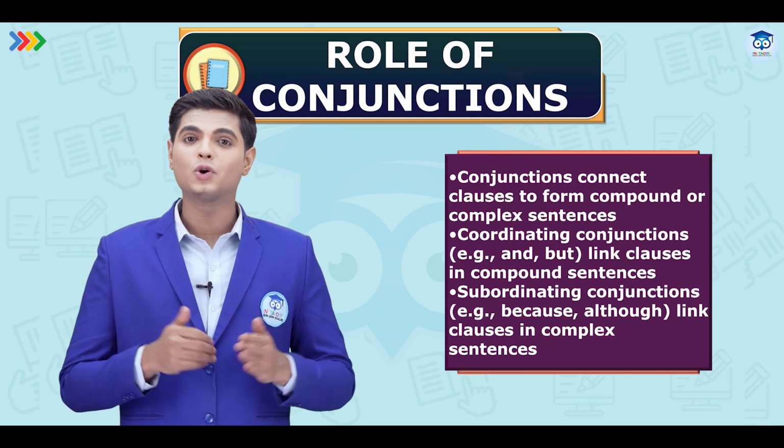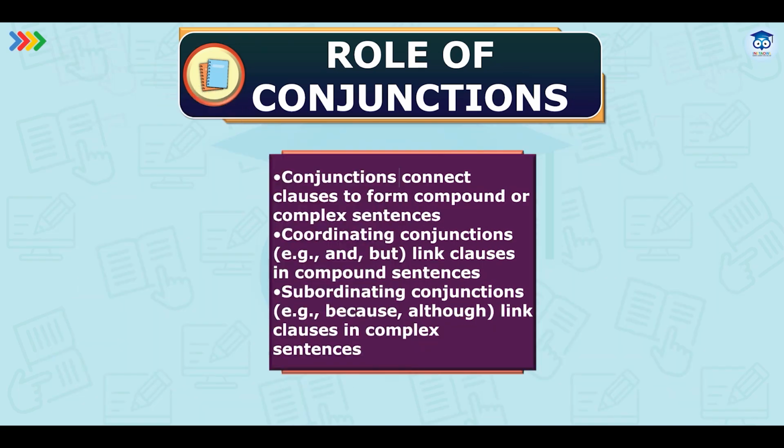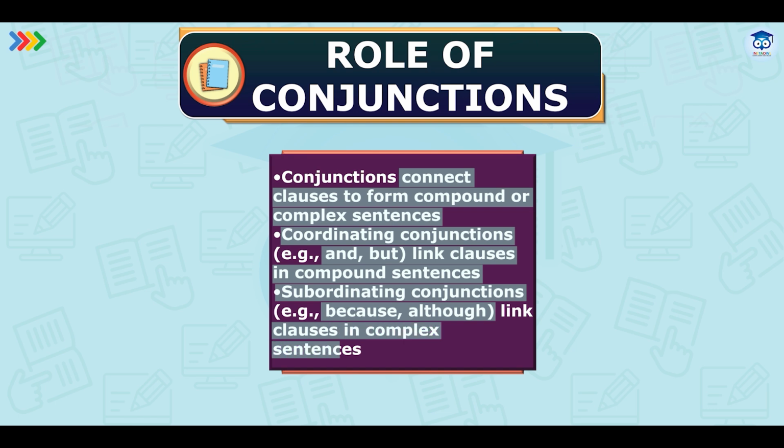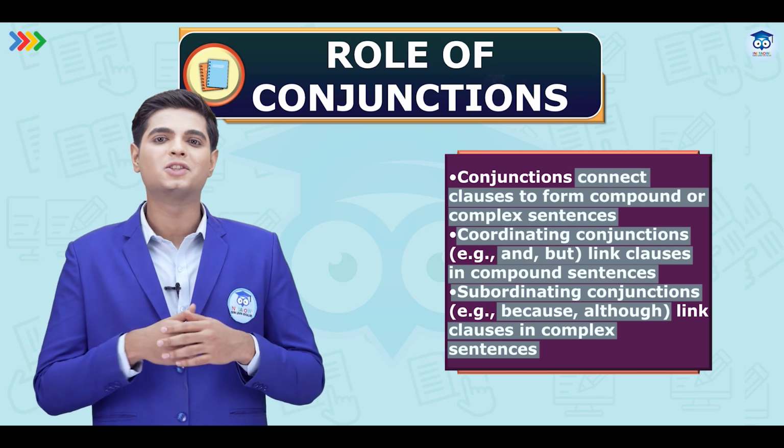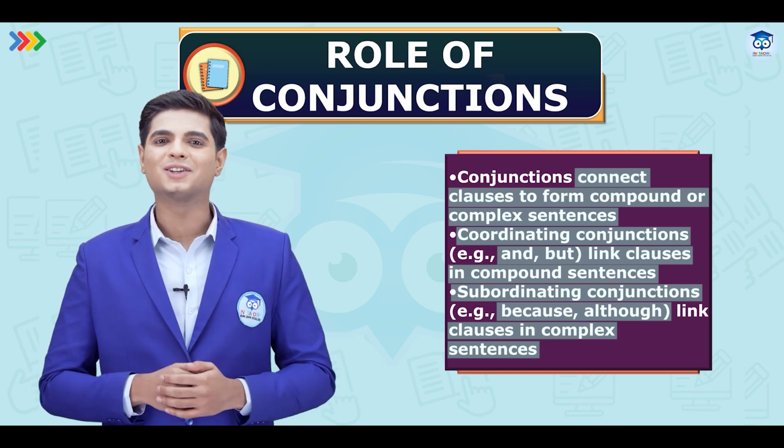Conjunctions play a vital role in sentence transformation. They connect clauses to form compound or complex sentences. For instance, coordinating conjunctions like and, but link clauses of equal importance in compound sentences. Meanwhile, subordinating conjunctions such as because and although connect dependent clauses in complex sentences. Knowing how to use conjunctions correctly will help you create smooth, clear sentences in your writing.